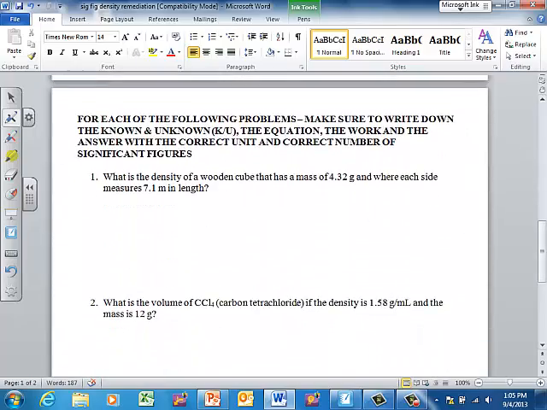Now on the back you have density problems, and as a reminder, you have to make sure that you do the known and unknown, you write the equation, you show the work, and all that good stuff. So I'm going to model that for us here. So for number 1, okay, we want to know the density. So the unknown is the density. It's what we're looking for.